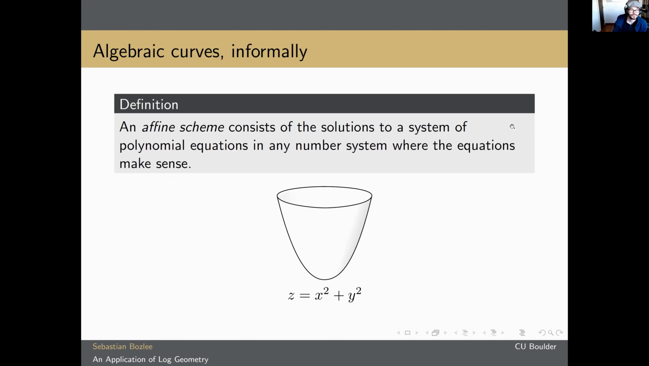We'll start with some basics. An affine scheme consists of the solutions to a system of polynomial equations, and we look for those solutions in any number system where the equations make sense. So here we have a picture, this will be familiar to my Calc 3 students, of what we get when we ask for the equation z equals x squared plus y squared. We get this lovely elliptic paraboloid. And then this picture is of the real solutions. You could also plug in complex numbers. Say x is i, y is 0, and then z would be -1. That would also count as a solution, but I'm not drawing it in this picture.